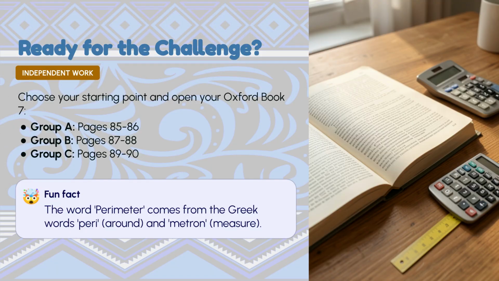This is your independent work. Choose your starting point and open your Oxford Book 7 to the pages for Group A, B, or C. A fun fact, the word perimeter comes from the Greek words peron and metre.